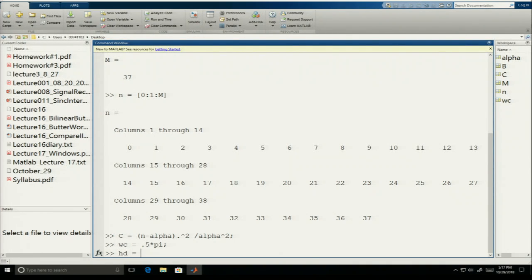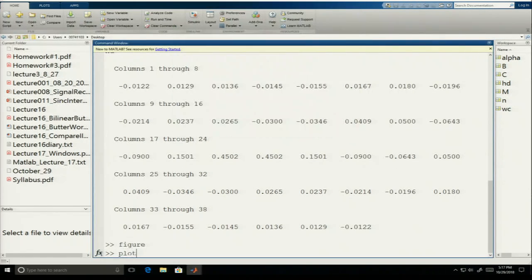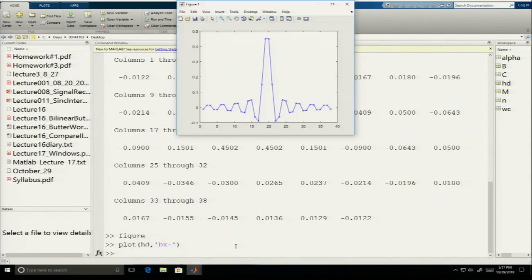So HD is what? That's sine of omega c times n minus alpha, all over pi times n minus alpha. Now let's just plot HD to make sure nothing looks funny here. We know what that's supposed to look like. It's a sine x over x type shape. And there we go. So that looks plausible. I can believe that's a truncated sinc.